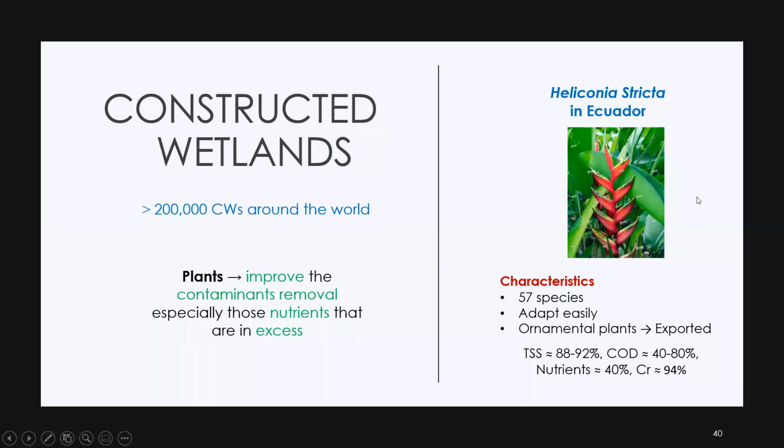So what was the idea? The idea was that if we can use a plant like the one that you have here, which is a native plant in the Amazon basin in Ecuador, maybe we can take advantage of having these plants for removing contaminants in the wetland. And we can also do something else. Since this is an ornamental plant, then you can grow these plants, and then you can sell them. And actually in Ecuador, we export this type of plants. So that will be another advantage of using these wetlands.